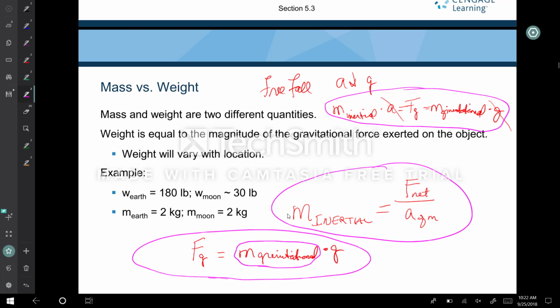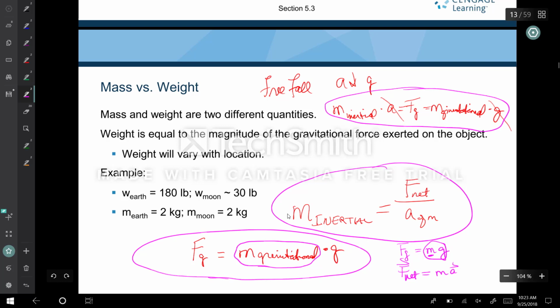So I will from now on say F sub g is mg, and I will say F net equals ma. And I'll no longer worry about gravitational versus inertial. It's related to it. Mass is not weight. This is mass. The whole thing is weight.